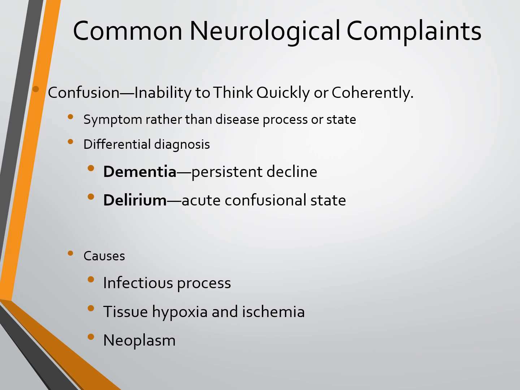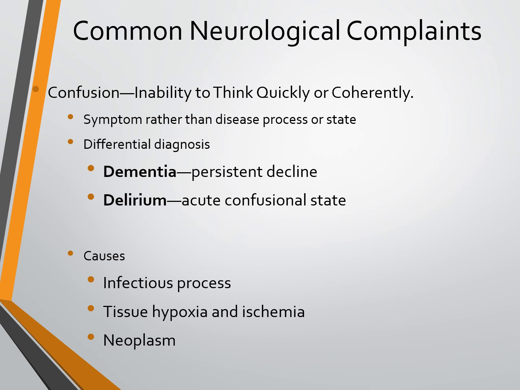Let's start by just talking about some current common neurological complaints that a patient may come in with. When you think about a patient who may be experiencing some confusion, or what we would also define as the inability to think quickly or coherently, there can be other diagnoses or conditions you need to be thinking about related to those patients. An example of that would be patients who may present with either dementia or delirium. Both can come in a confused state.